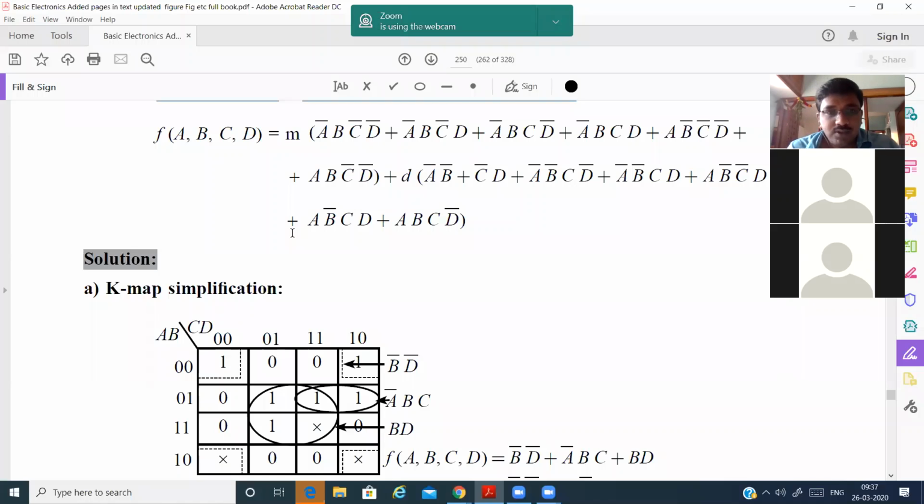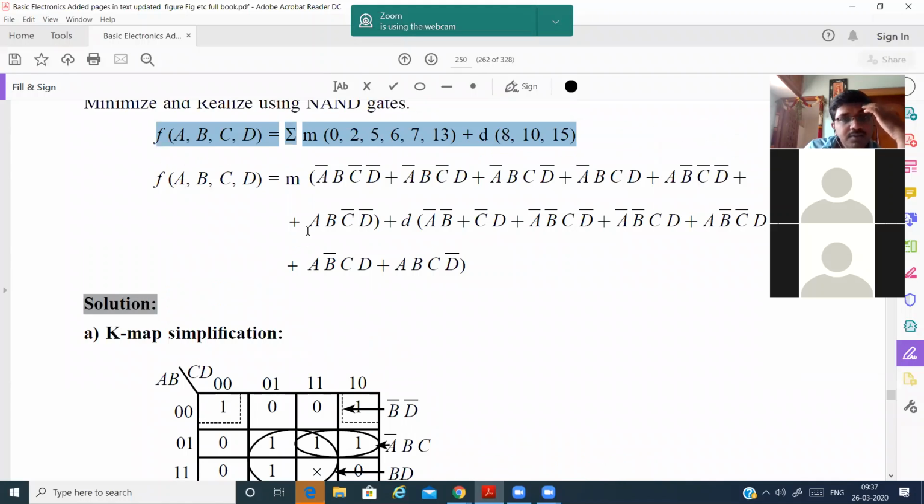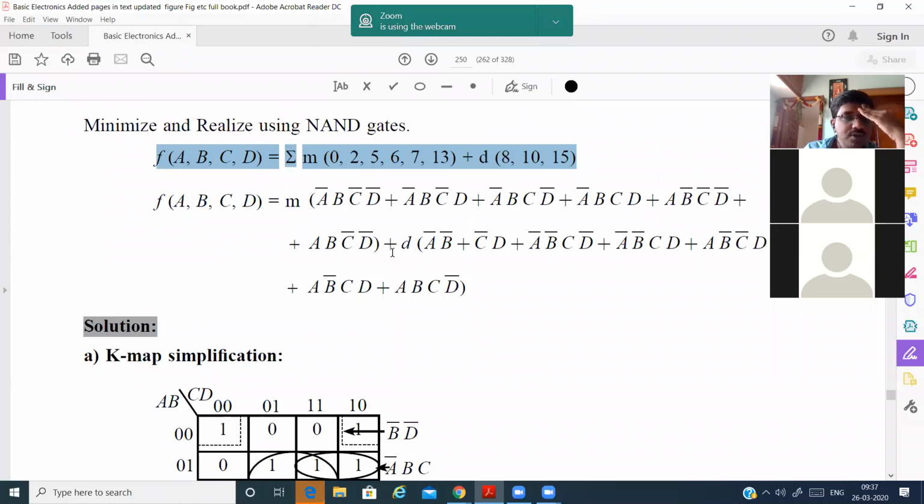So Karnaugh map simplification you have to go for. Does anybody know what a Karnaugh map is? Karnaugh map is another technique which is used to simplify a complex equation to the simplest equation.